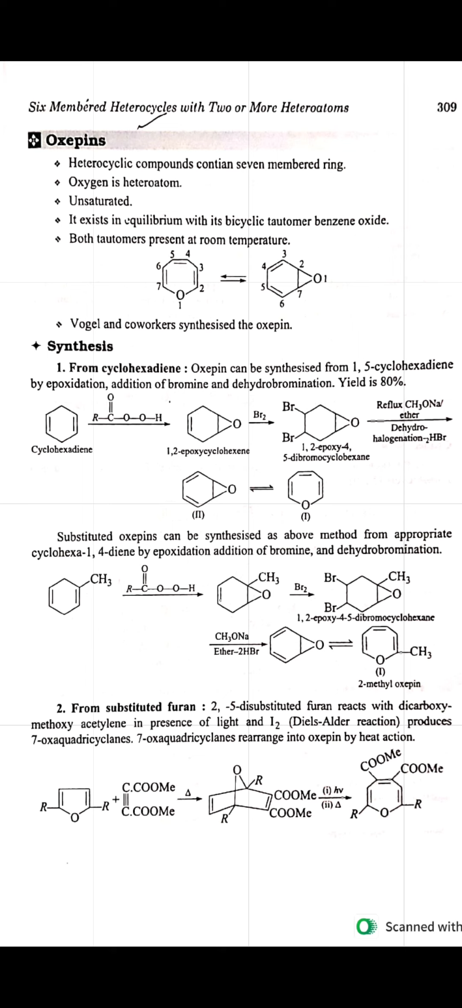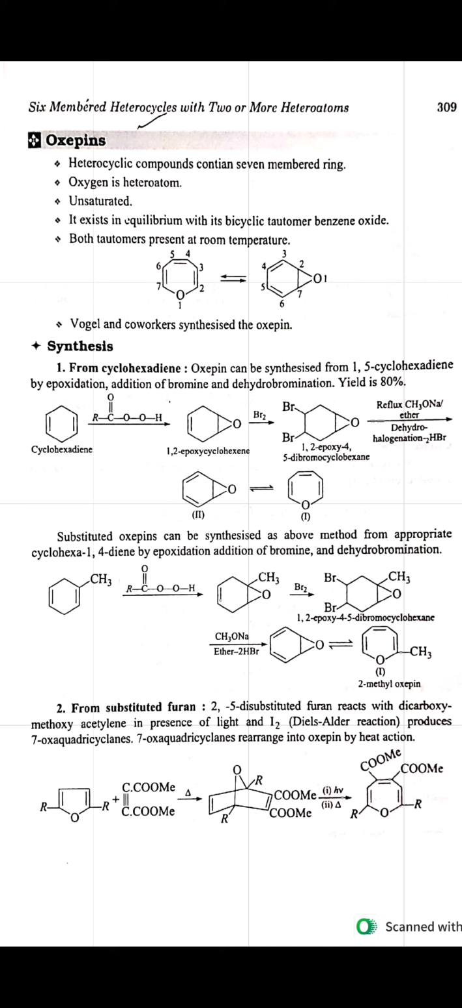it gives the dibromo epoxycyclohexane, and on reflux with sodium alkoxide in ether, you will get this oxide, which is in equilibrium with this oxepine. So substituted oxepine can be synthesized by the above method from the appropriate cyclohexadiene by epoxidation, addition of bromine, and dehydrobromination.